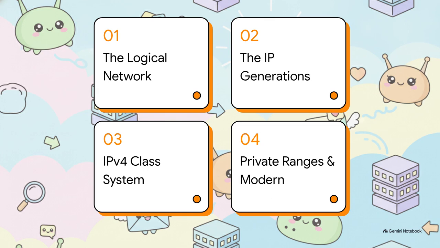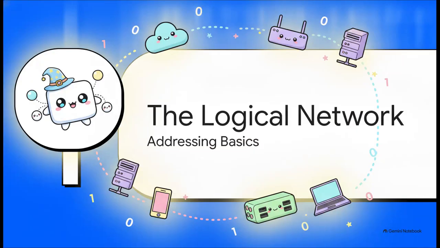Here is our blueprint for today. Number 1, the logical network address. Number 2, understanding the IP generations. 3, the IPv4 class system. And finally, number 4, private ranges and modern evolution. All right, let's jump right into section 1, the logical network address.